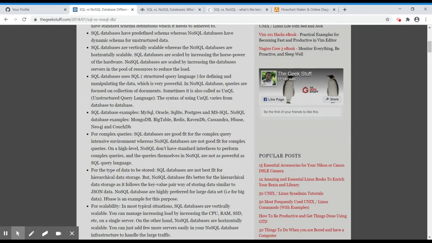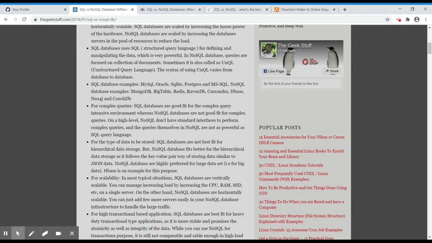SQL databases are vertically scalable, which means that you have to keep upgrading one server. You can't just add more servers, but with NoSQL, you can just add more servers instead, which is usually advantageous. SQL databases use SQL, which makes a lot of sense, whereas NoSQL databases don't use SQL because it wouldn't work, because they're focused on a collection of documents instead of very structured tables.